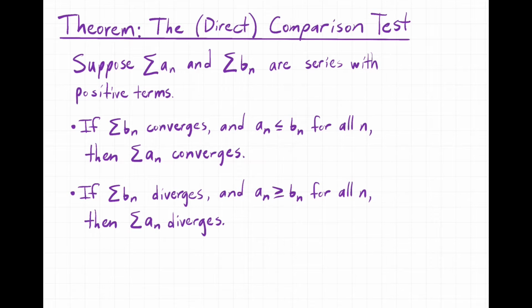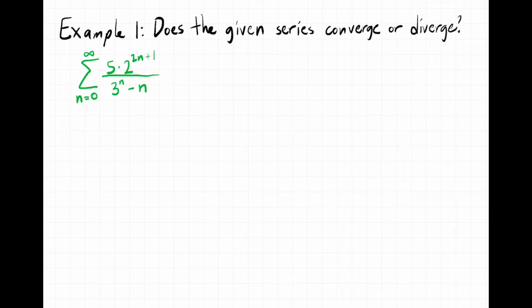Let's look at some examples. Let's figure out if this series converges or diverges. The sum as n goes from 0 to infinity of 5 times 2 to the 2n plus 1 over 3 to the n minus n. This series is not any of our common known types of series like a p-series or a geometric series, but it does have some resemblance to a geometric series. Because you see we have a 2 to a power in there that involves an n on the top and a 3 to the n on the bottom. So perhaps we might want to compare this to a geometric series.